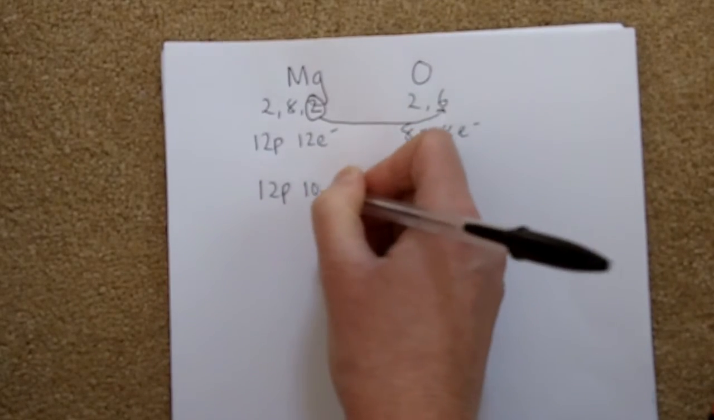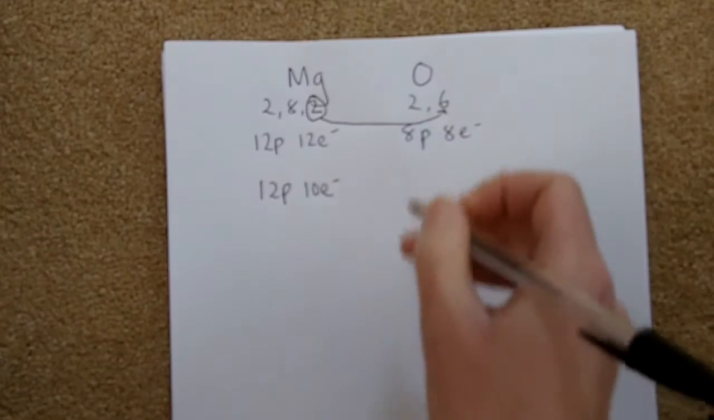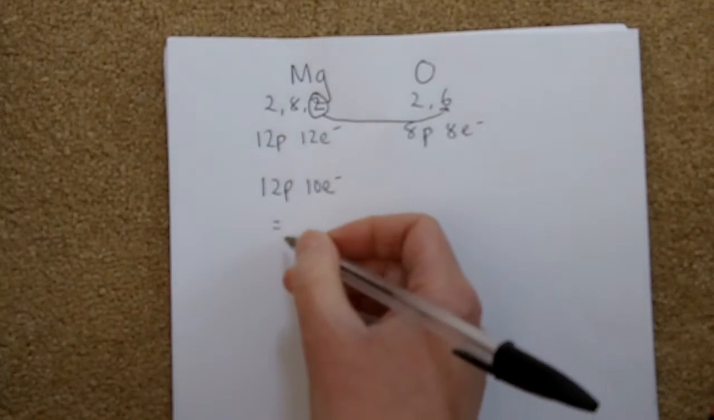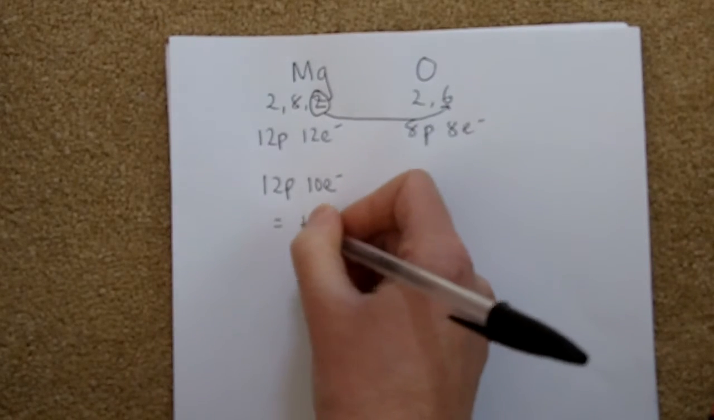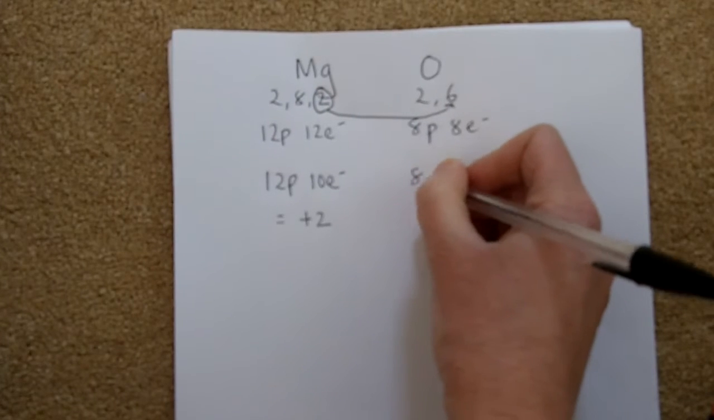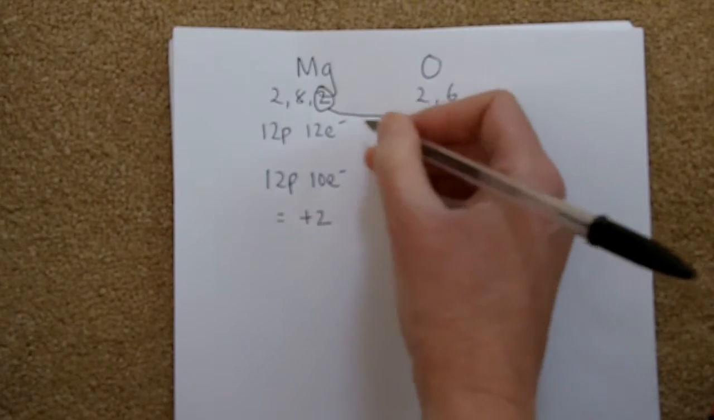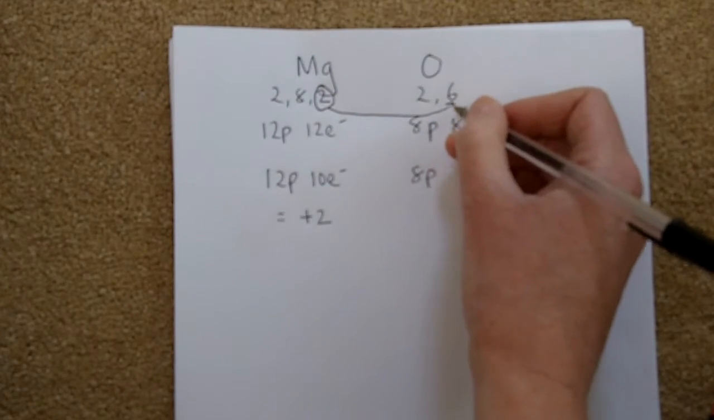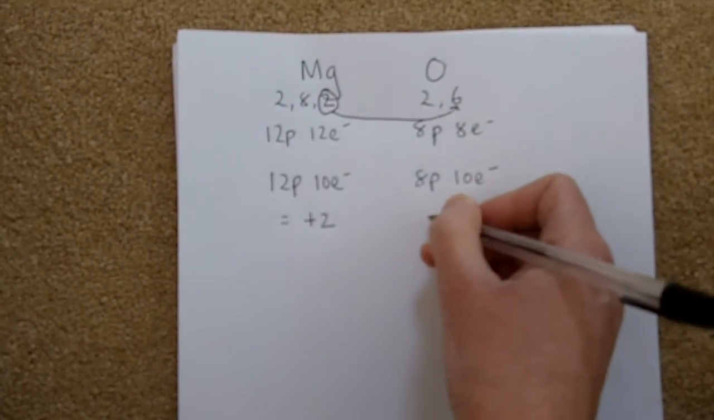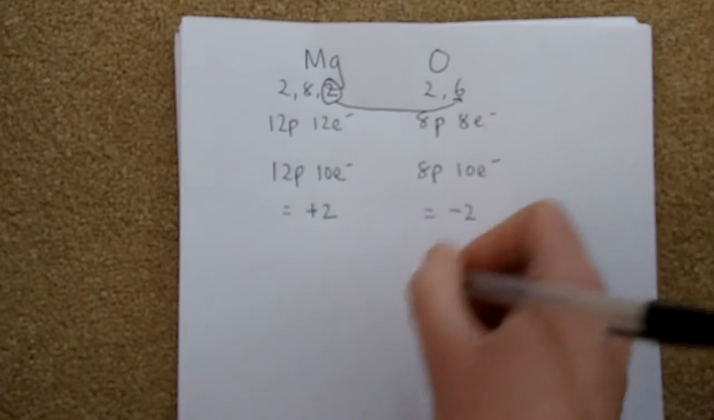So now it's down to 10 electrons. And so that gives an overall charge, 12 plus and 10 minus is therefore plus 2. Now, oxygen has still got 8 protons, but now it's got an extra 2 electrons to have a full shell, and that is now 10 electrons, so it has an overall charge of minus 2.